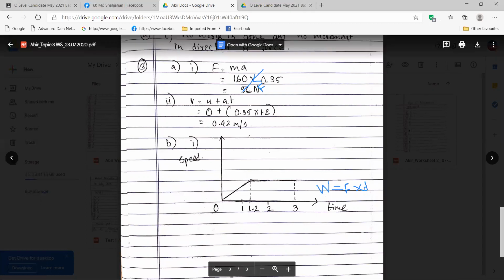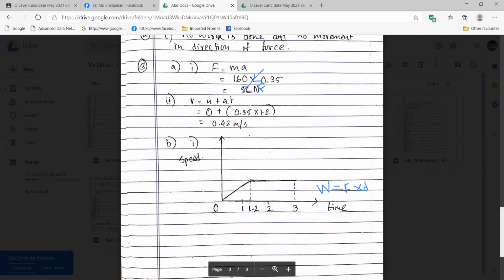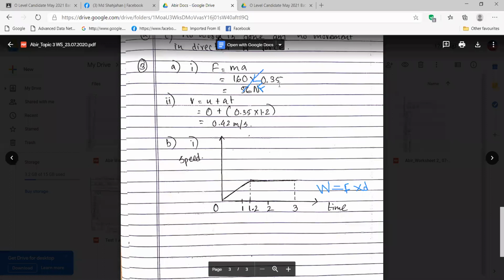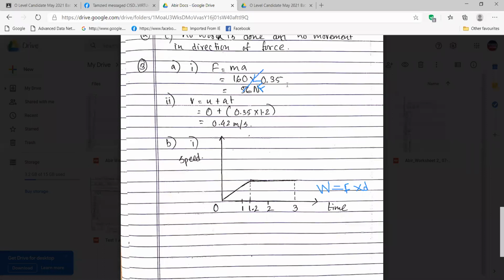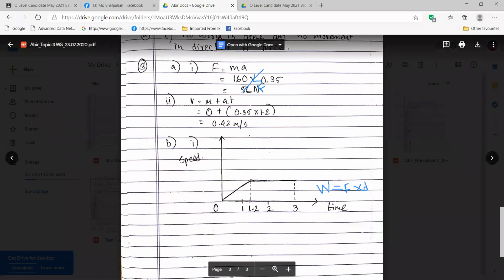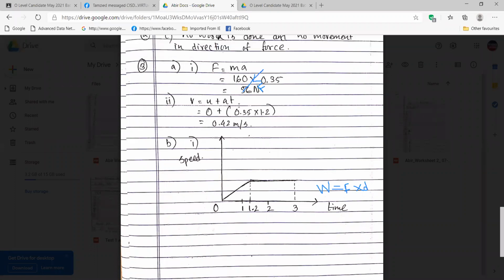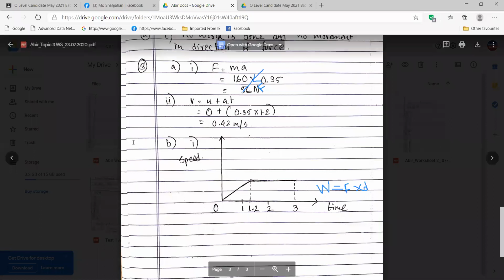So you got your resultant force, 56 Newton, right? Yes. It is 160 times 0.35, 56 Newton. Then you have v equals u plus at, that is 0.35 multiplied by 1.2, 0.42. So what you will do, you add one thing here, right?